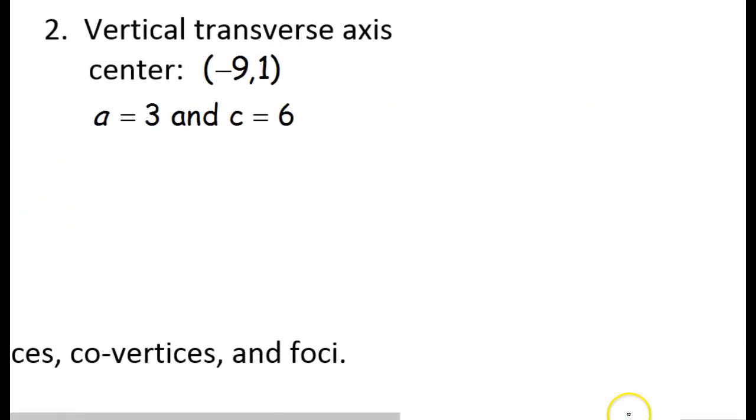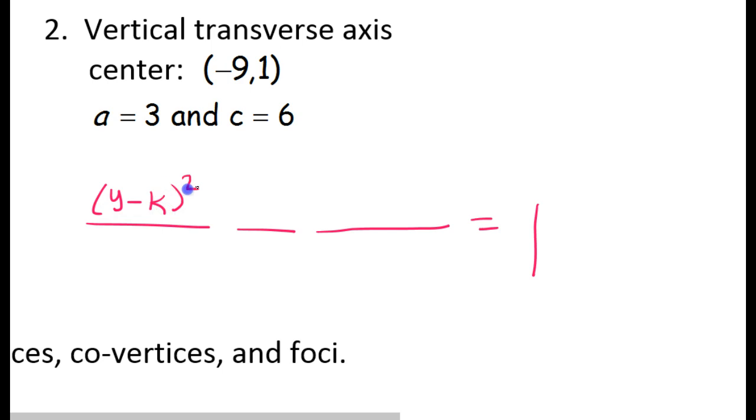Okay, let's do that again for problem number 2. This time they tell us that we have a vertical transverse axis. That means that the y term is going to be first. So I'm going to have y minus k squared over a squared. A squared always goes first, minus x minus h squared over b squared.